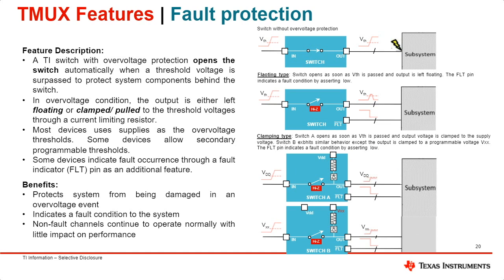When you do have that feature, there are 2 different types. There's the floating type, where, when you have a high voltage input on your input pin, the device goes into high impedance mode, which means the switch opens and does not let the voltage signal pass through to the downstream components in your system. It won't cause any damage. But this is the floating type, so the output pin, the drain pin, will be floating during that event.